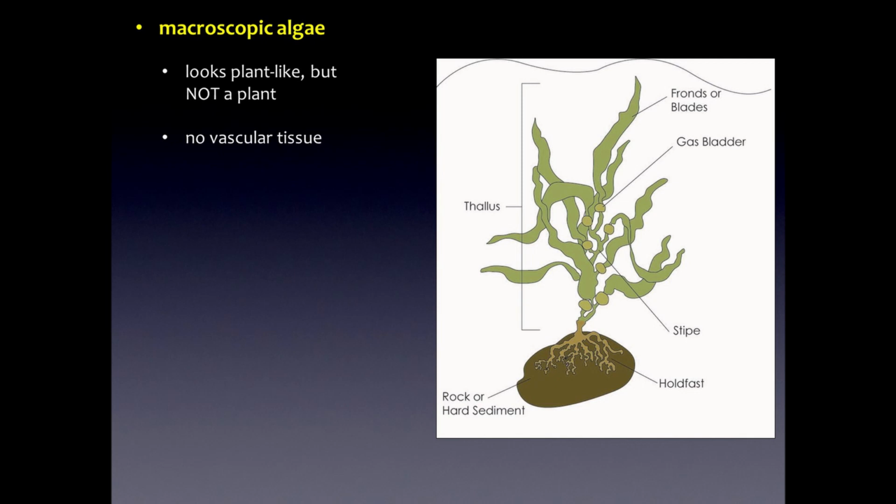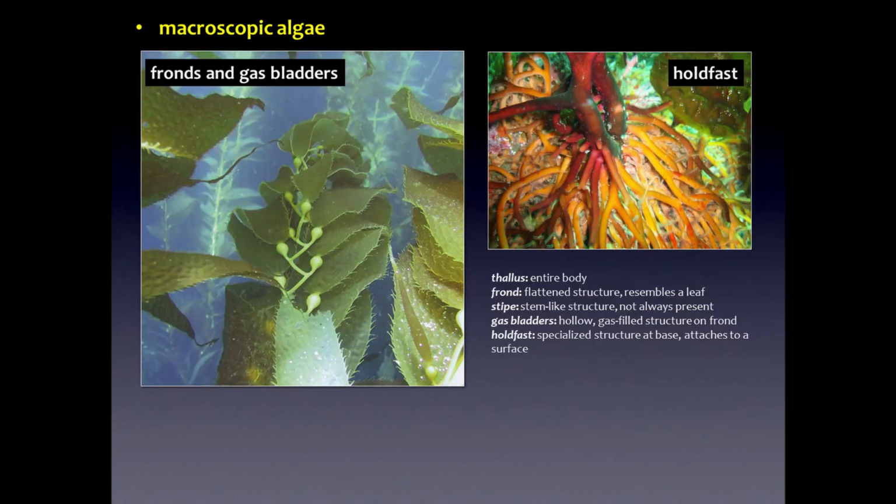And then we have these gas bladders, which are actually filled with gas, and they help hold the whole macroscopic algae within the water column. Here are some examples of what these structures look like in real life. On the left-hand side, we see some fronds and gas bladders. On the right-hand side, we have the holdfast. And once again, I've put the definitions on the slide so you can refer to them and take a look at what is being shown.